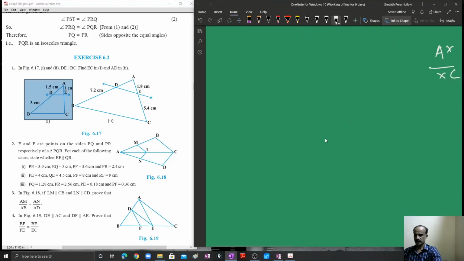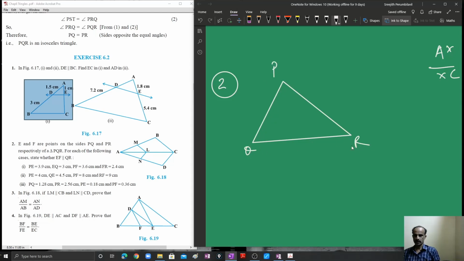Okay. Now let us take question number 2. E and F are points on the sides of triangle PQR. We will just draw a triangle PQR. There is a triangle PQR. E and F are on sides PQ and PR: E is a point here on PQ, and F is a point on PR. For each of the following, we will take one of them. Randomly, we will do question number 2.